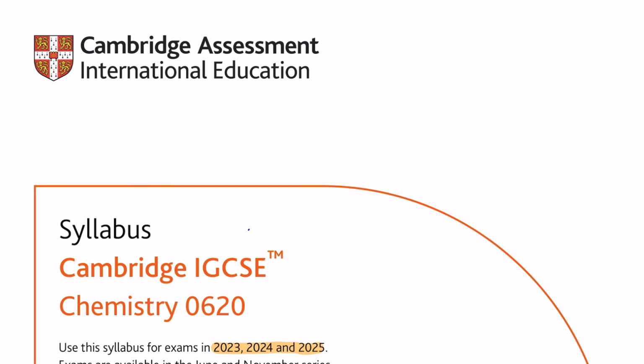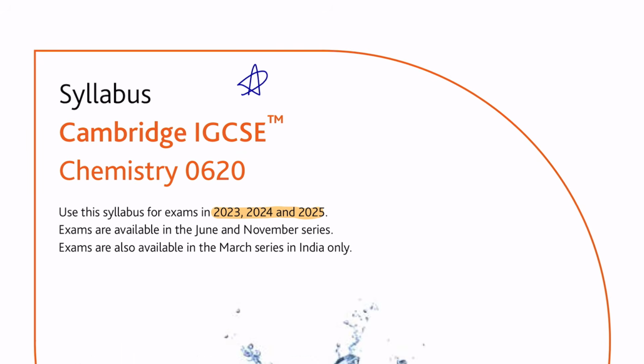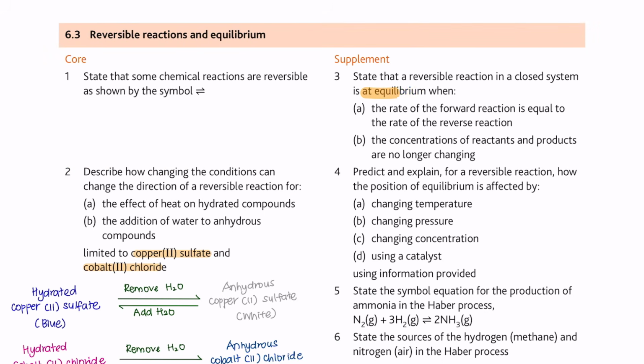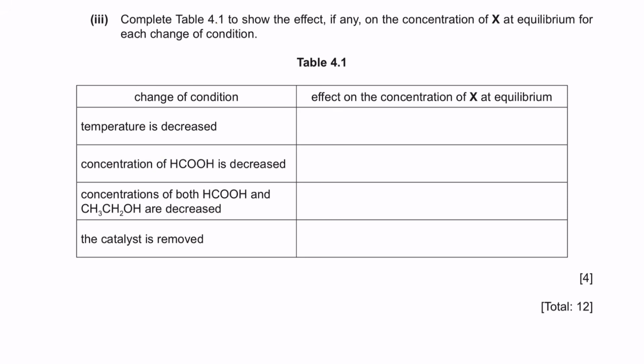Part 2. State 2 characteristics of an equilibrium. Remember that to help you answer questions like this, you can always refer to your course specification. At equilibrium, the rate of forward reaction is equal to the rate of reverse reaction, and the concentrations of reactants and products are no longer changing.